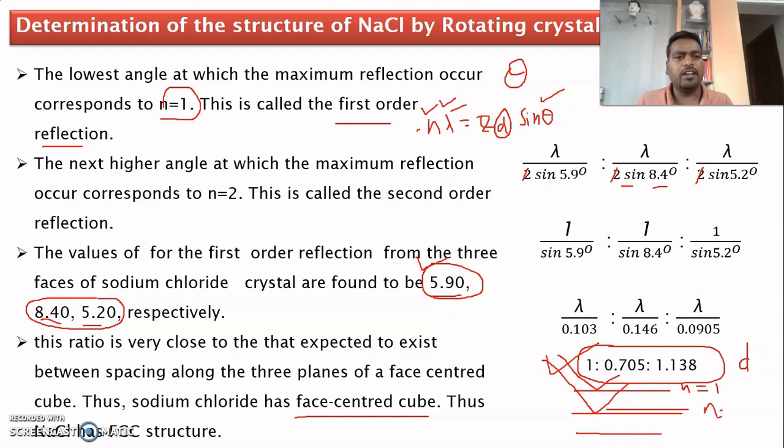Then we compare the ratio of the interplanar distance with a standard value. After comparing, the value which we obtained in the experiment is very similar to the standard value of the face centered unit cell. That's why sodium chloride possesses FCC structure. This is how we can identify the structure of a sodium chloride crystal by using the rotating crystal method. In the next class, I am going to discuss crystalline defects.